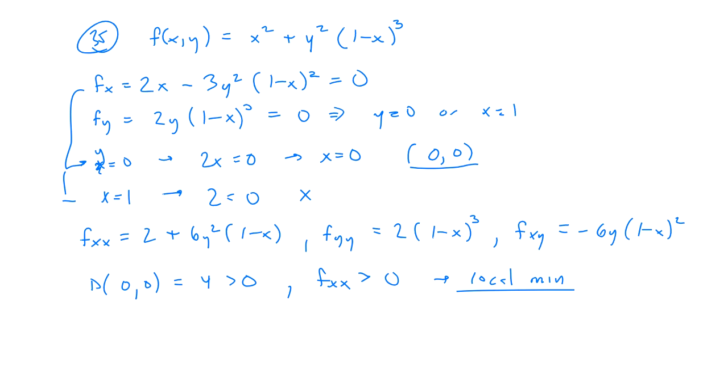And you can easily see that when x is really negative, it'll start getting really negative, because you'll have y squared times x cubed basically, which will be bigger than x squared. Right, so D is equal to the f_xx times the f_yy minus the mixed one squared, yes.